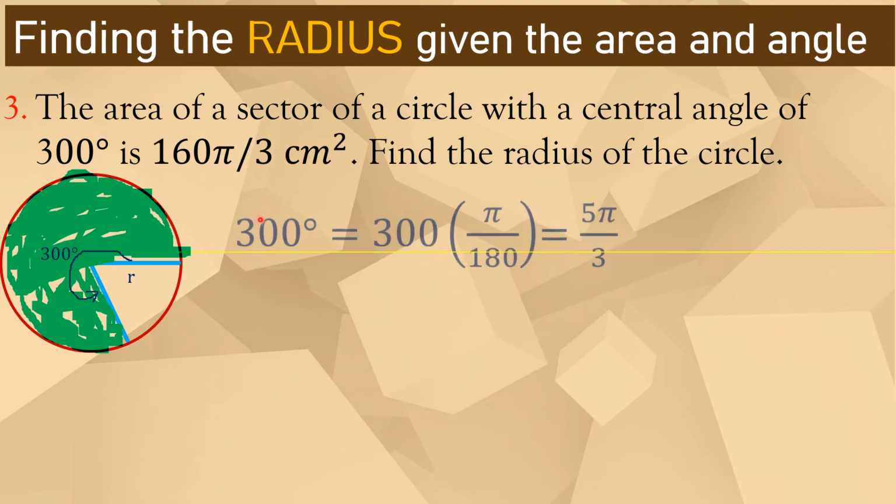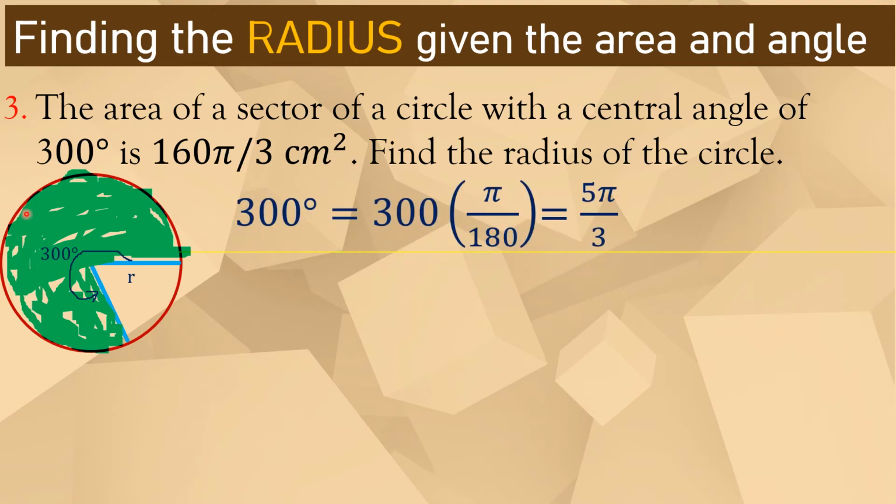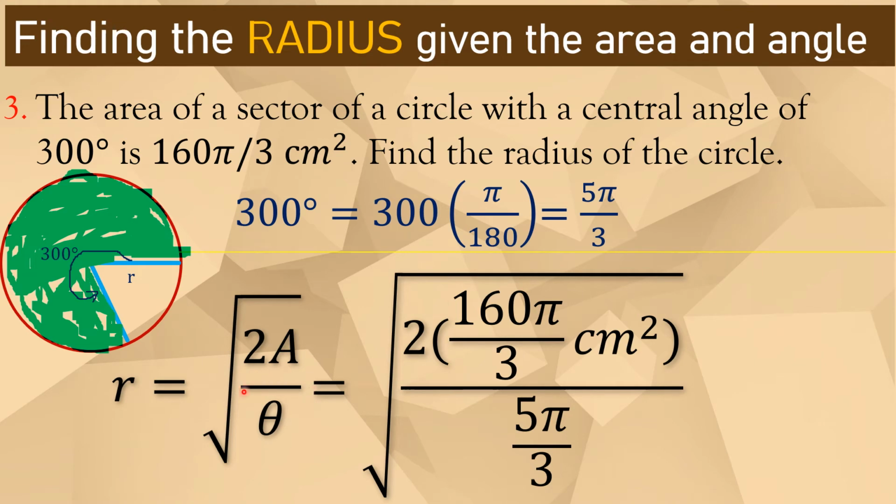So we're ready to solve for the radius. 300 degrees must be converted into radian again, and that is 5 pi over 3. And after that, we substitute. So radius is equal to square root of 2a over theta. We substitute the area, that is 160 pi over 3 square centimeters. Twice of that divided by 5 pi over 3 will give us 8 centimeters.